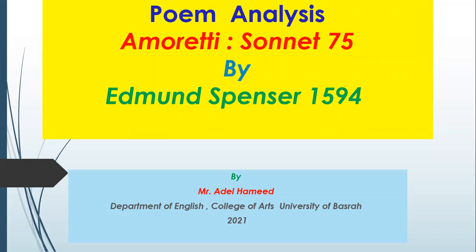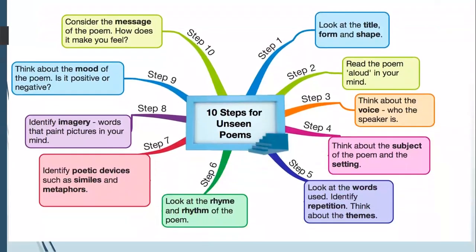Today, we will discuss the analysis of the poem Amoretti Sonnet 75, written by Edmund Spenser. So, we will depend on the 10 steps that we have studied before in analyzing the present poem. As we mentioned before, we have 10 steps.